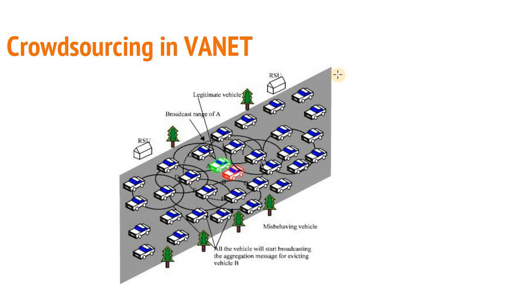Now, crowdsourcing, because the security measure is also here in the VANET, since there is no fixed infrastructure. In this case, what happens if there is a malicious user in the medium, and the other nodes in this range face this issue? Then there is a voting system. In the voting system, all the vehicles start broadcasting the aggregation messages for evicting vehicle B. When there are a lot of broadcasting messages for vehicle B, the malicious user in the network, this malicious user will be blacklisted automatically. So this is the legitimate vehicle, and it makes a complaint about this vehicle, and it broadcasts this information to all of the entities involved in the network. If this phenomenon is faced by all of the vehicles in the network, then it will broadcast the eviction message for vehicle B.